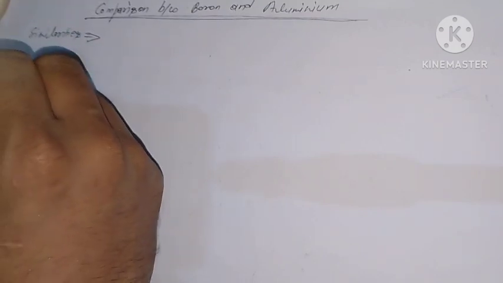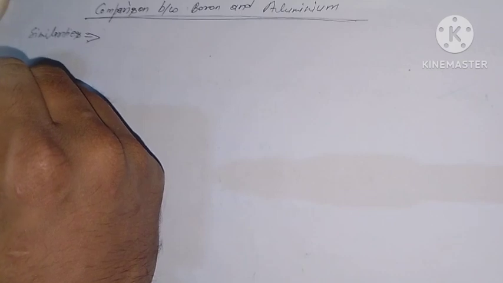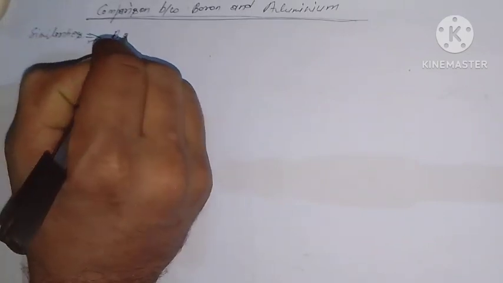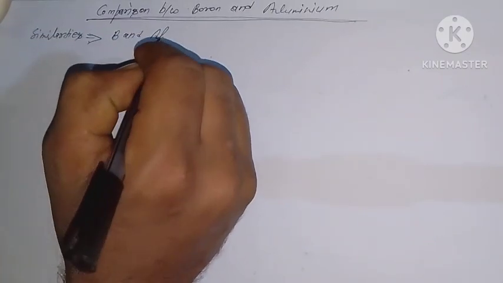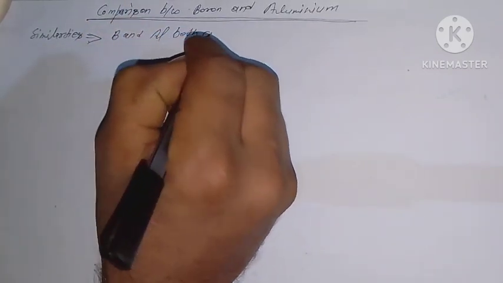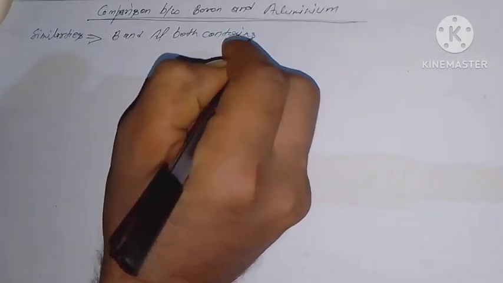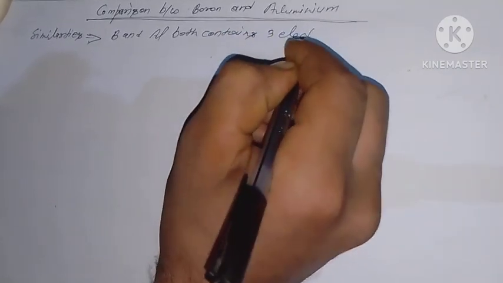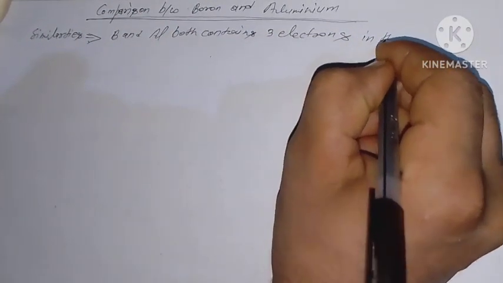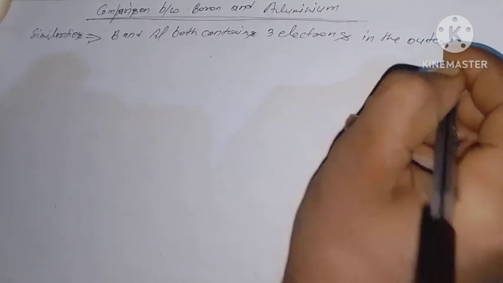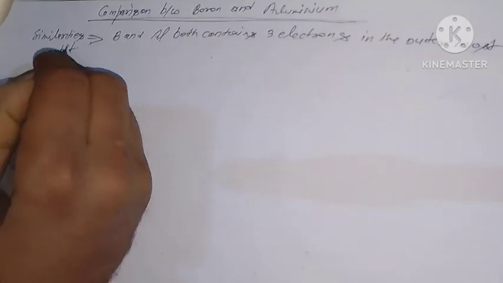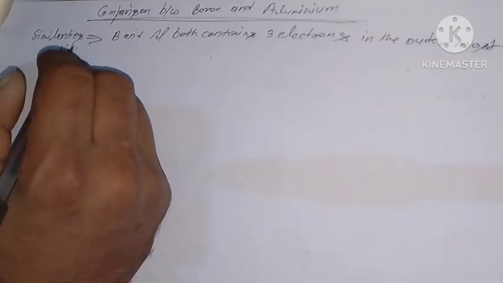Boron and aluminium both contain 3 electrons in the outermost orbits and are trivalent.